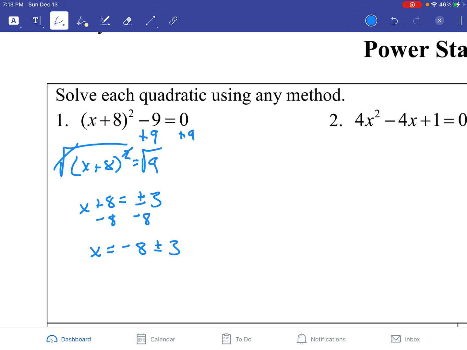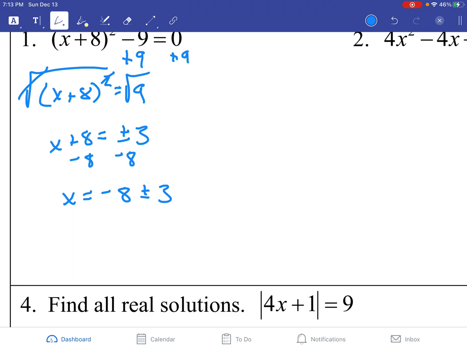But because we can keep going, we do have to. If this is like the square root of something, plus or minus something else, then you could stop. But we have 2 whole numbers or 2 integers. We got to keep going. So negative 8 plus 3 is going to be negative 5. And then negative 8 minus 3 is going to be negative 11. And those are your 2 answers.